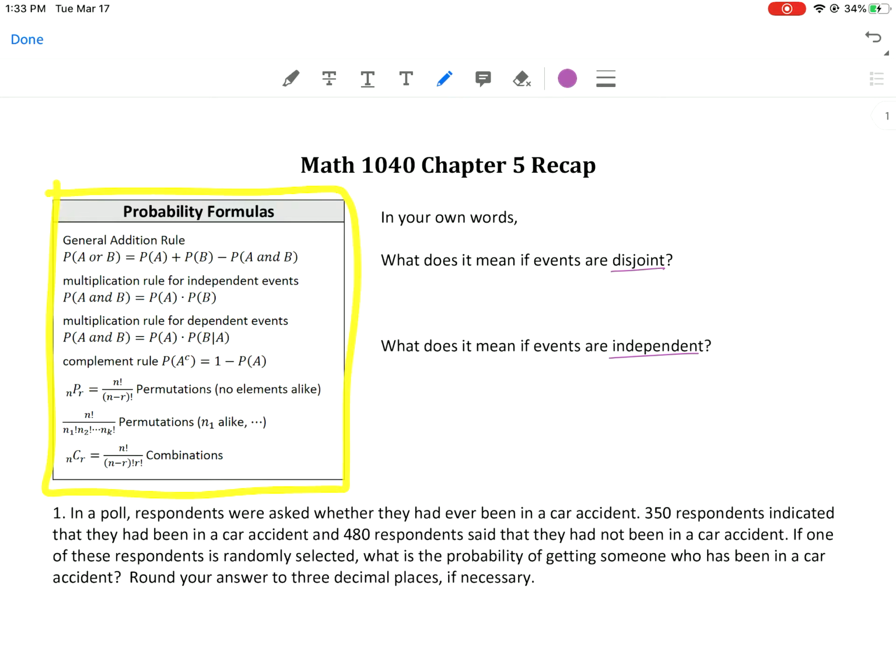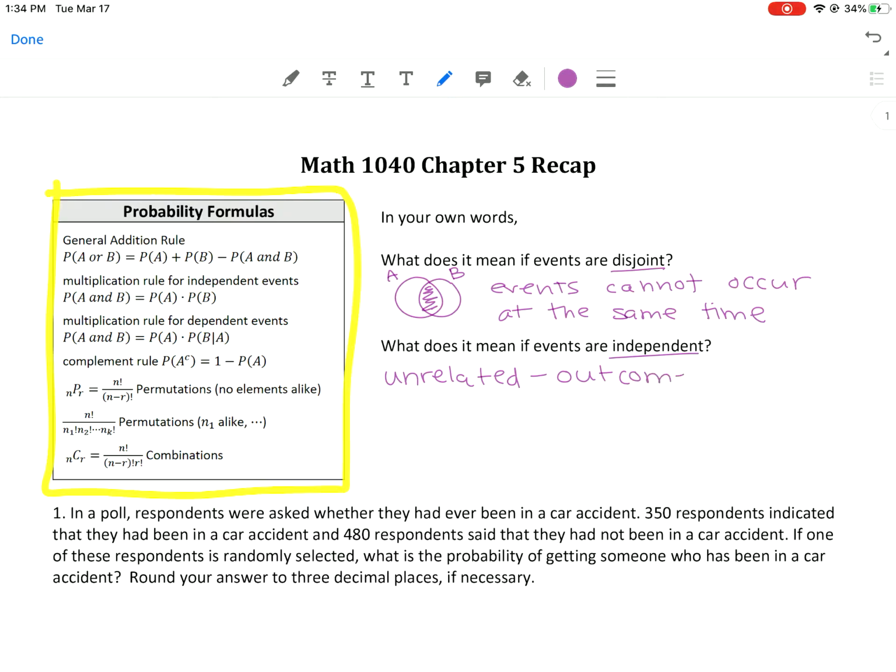All right, the idea that something is disjoint, think about your Venn diagram and this being event A and event B. It means there's literally nothing there in the middle, right? There's no overlap, or the events literally cannot occur at the same time. Okay, if things are independent, it means that they are unrelated, right? The outcome of one does not impact the outcome of the other.